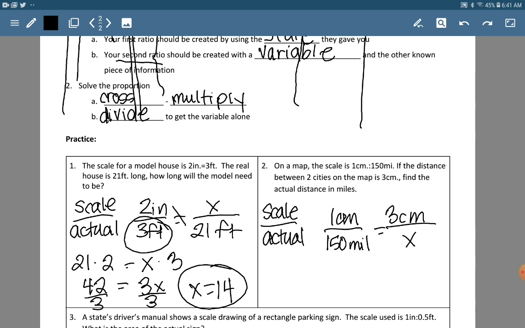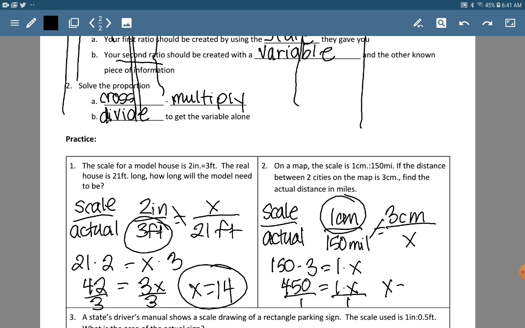So in order to solve this, I will have to cross multiply and then divide. So I will do 150 times 3 and then divide by 1. 150 times 3 is 450, and then 450 divided by 1 just gives me a value of 450. So the actual distance, if it's 3 centimeters long, is 450 miles.